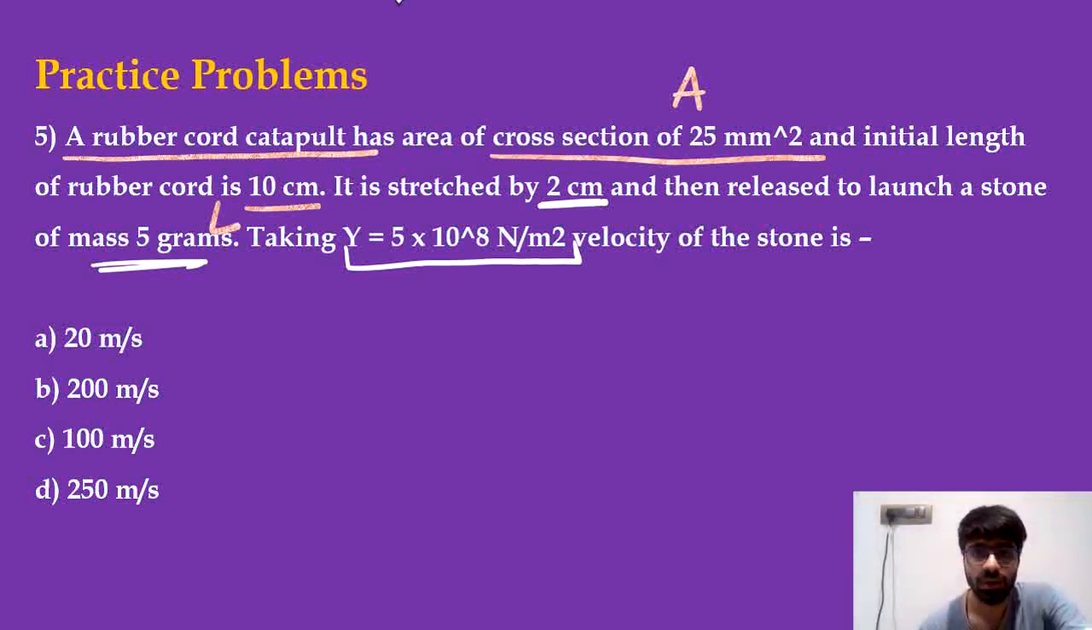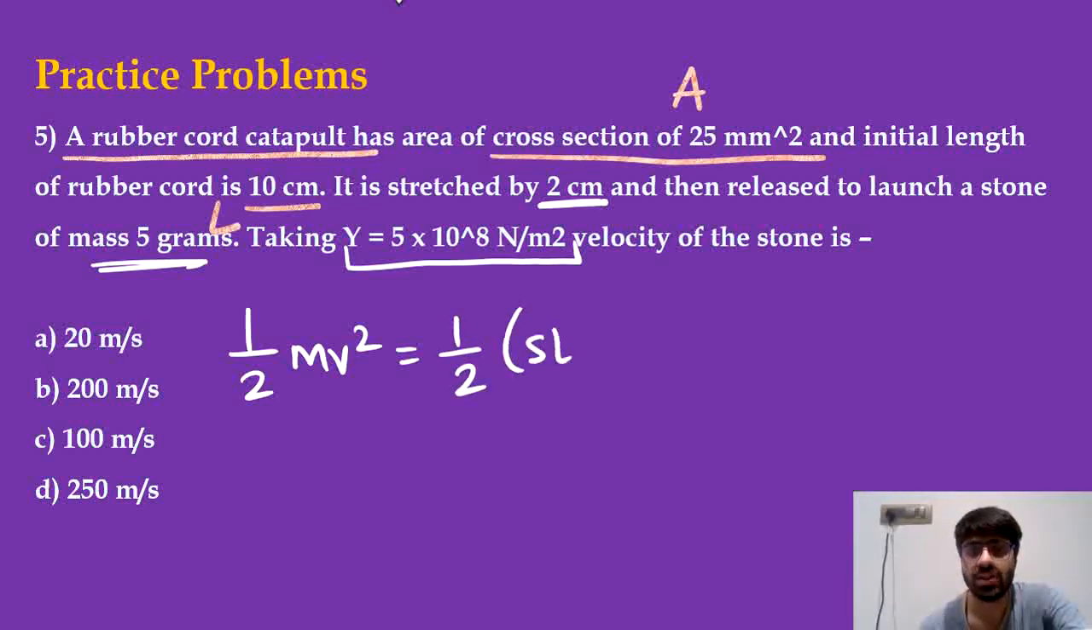So here the concept would be this, that when you are stretching a rubber band, you are storing potential energy in it. And that potential energy which was stored in the rubber band because of stretching, it will be imparted to the stone, it will be given to the stone in the form of kinetic energy. So kinetic energy of the stone, that is half mv square, that should be equal to the potential energy which has been stored in the wire. The potential energy stored in the wire, that is work done on the wire, that will be given by half strain square Y.